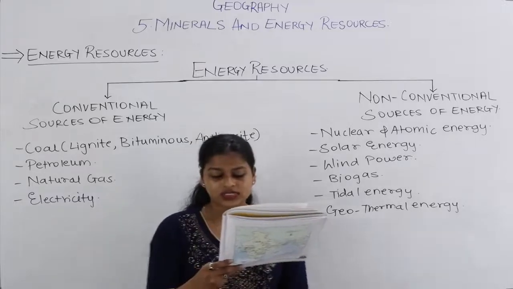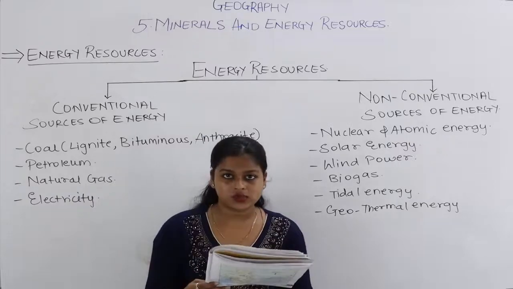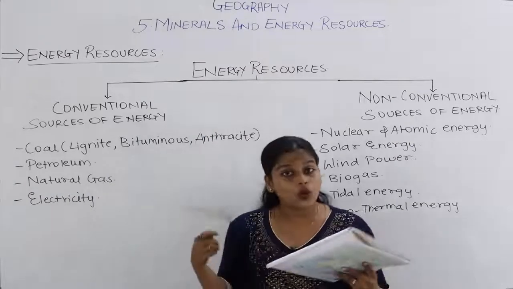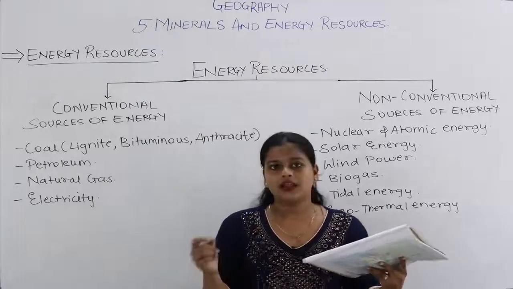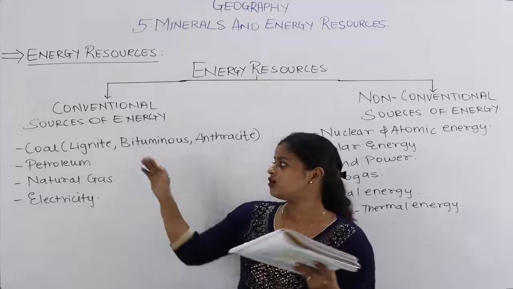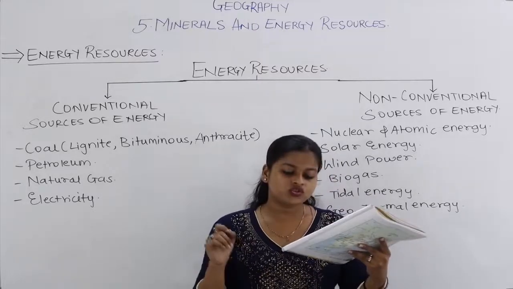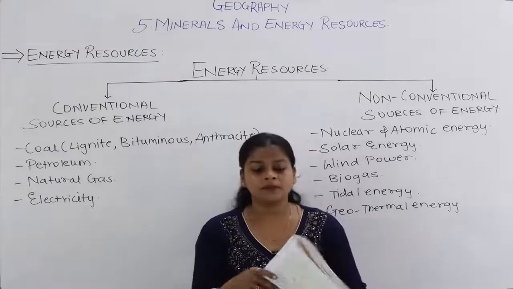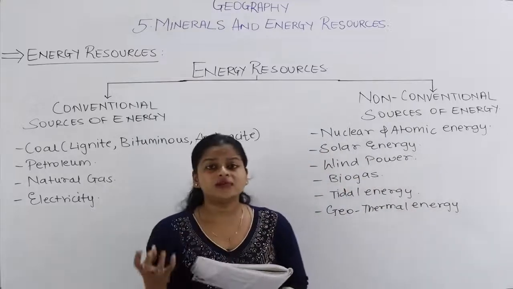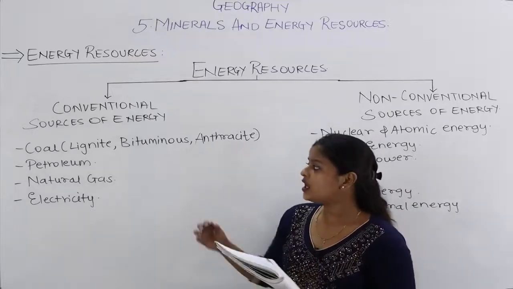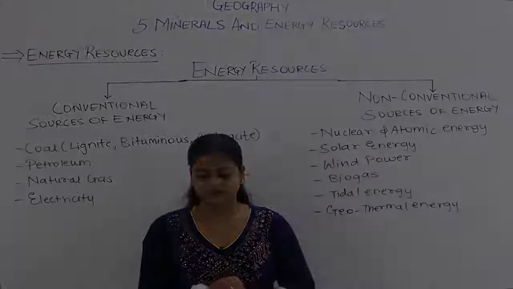Now hydroelectricity is generated very fast by flowing water, which is a renewable resource. Thermal electricity is generated by using coal, petroleum and natural gas. The thermal power stations use non-renewable fossil fuels for generating electricity. So thermal power is generated by burning coal, petroleum and natural gas.